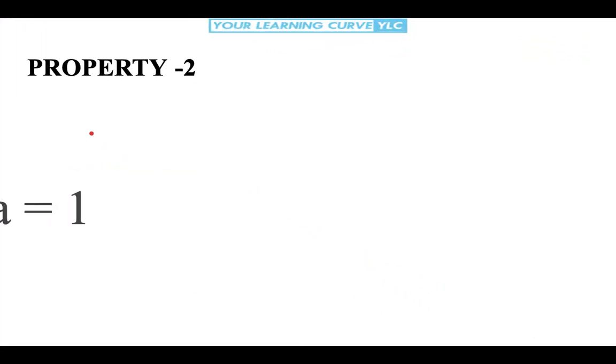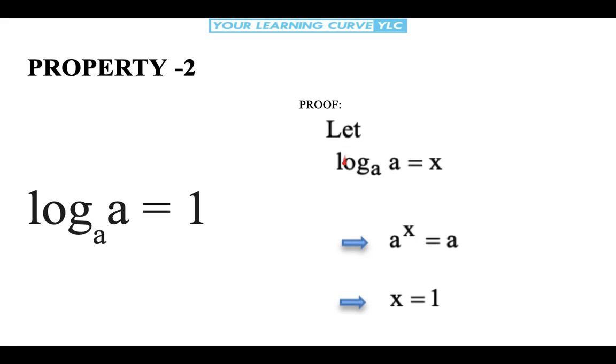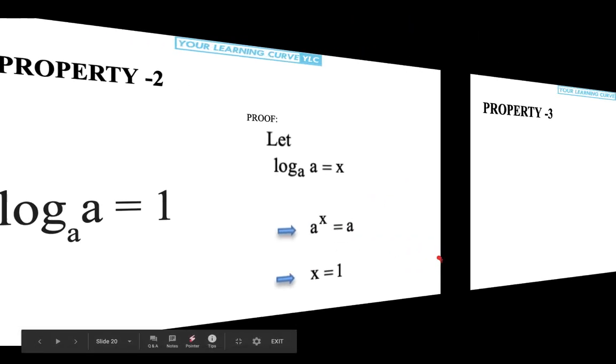The next property is, log of a number to the same number as base is always equal to 1. Let log of a to the base a be equal to x. This means that a to the power x is equal to a, or x is equal to 1.